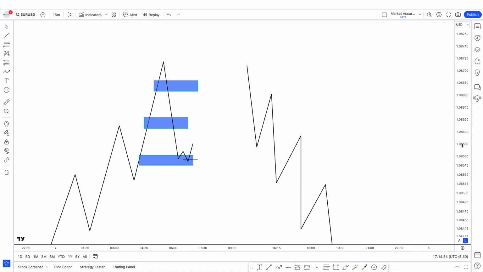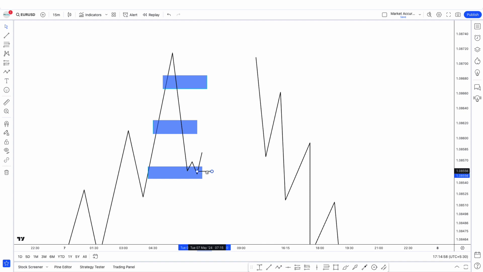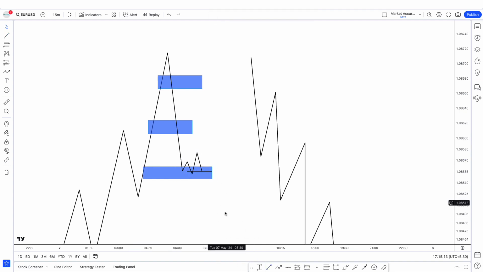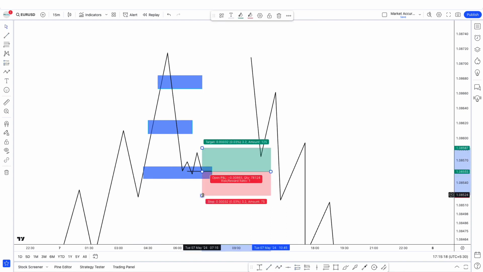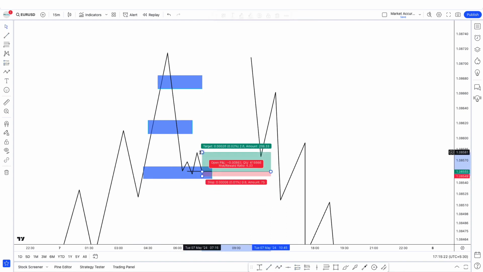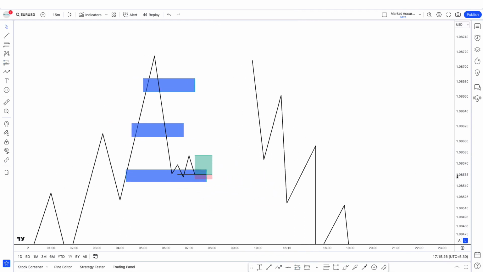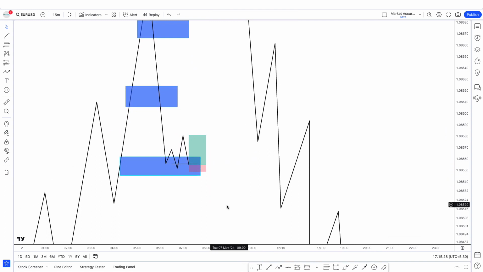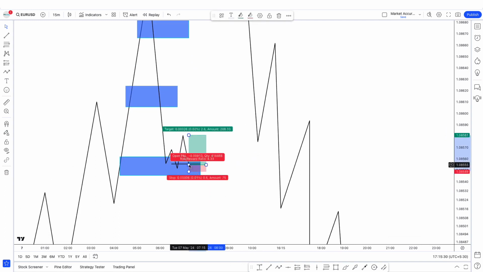The market structure shift happens during kill zone hours, and our entry also happens during kill zone hours. Then we take our entry from here, put our stop right below the low, and we go for 1 to 2 maximum. We only look for 1 to 2, and that is it. Nothing more. Price comes back into here, and we target 1 to 2, as simple as that.